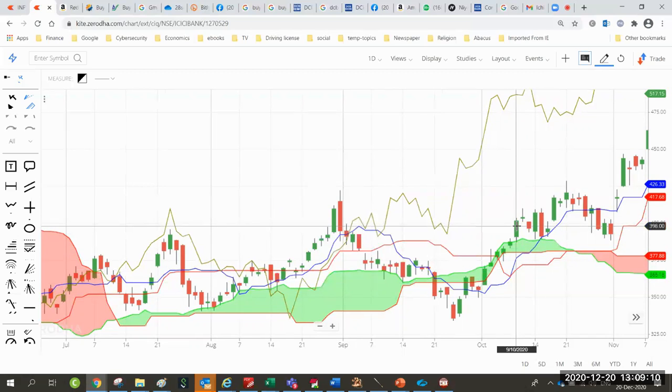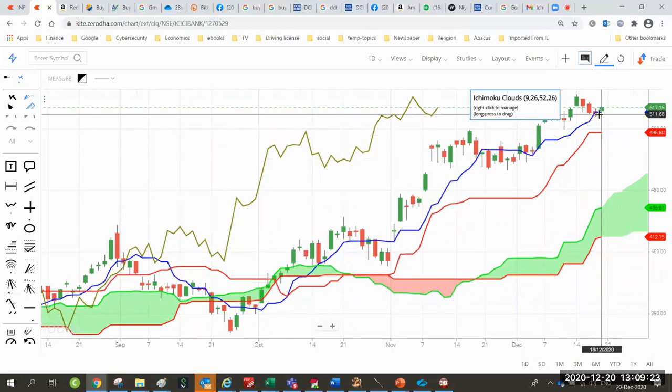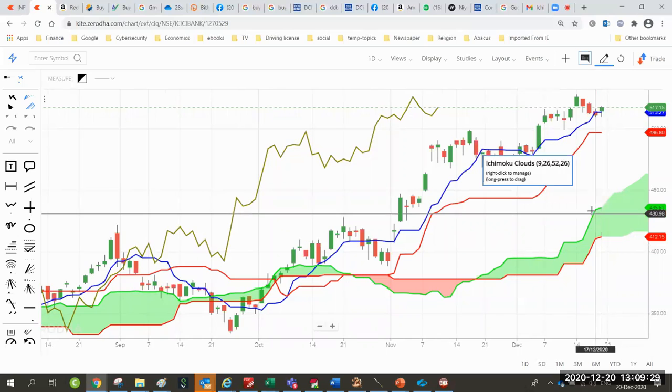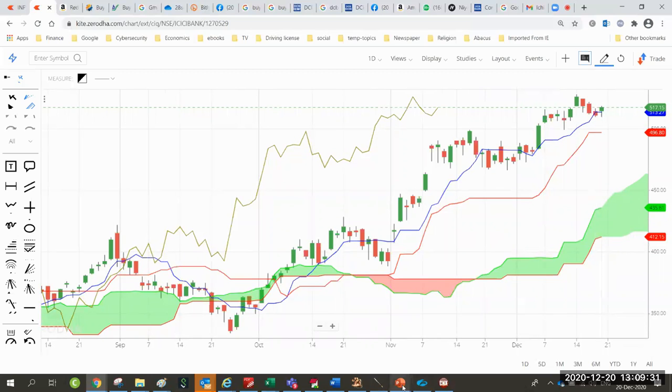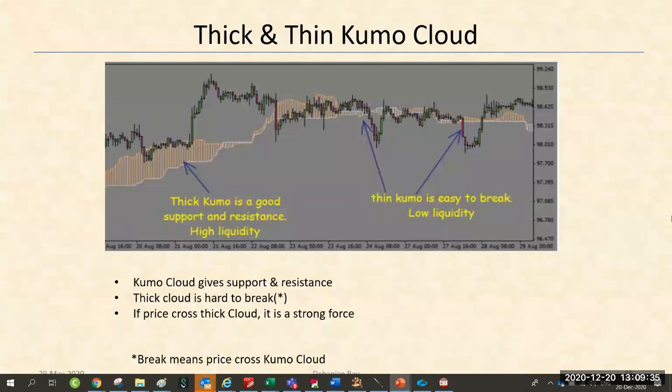And on these days, the price went above this one. So this is a confirmation, and you can see that after that the price is rising like anything. Is this signal clear? Now let's go to the other one.